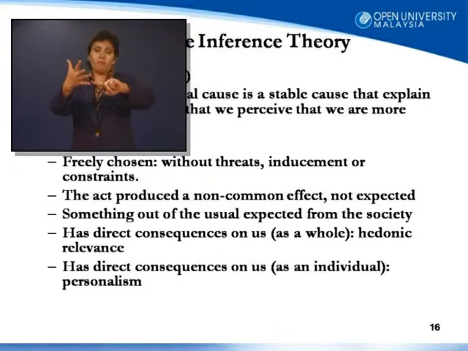Now, there are 5 rules in regards to this correspondence inference theory. The first one is freely chosen. Freely chosen means there's no threat, there's no inducement, and there's no constraint. Meaning when you're freely choosing, you are free to choose whether it's externally caused or internally caused. No one would put a knife to your neck and say, it's because this accident happened, it's because of the handphone. You freely choose what you want to conclude about the event.